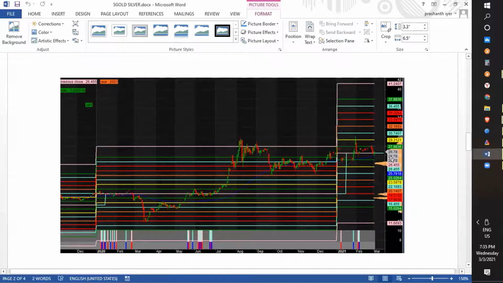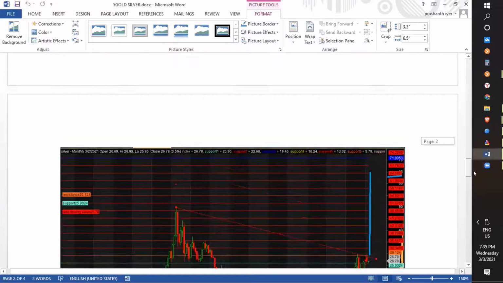Silver, somebody asked me, right? For the silver, somewhere around 26.45, that's your break even level. If you can target that, you can easily expect something like $40, doubling or tripling from here. We'll come on to the next chart.